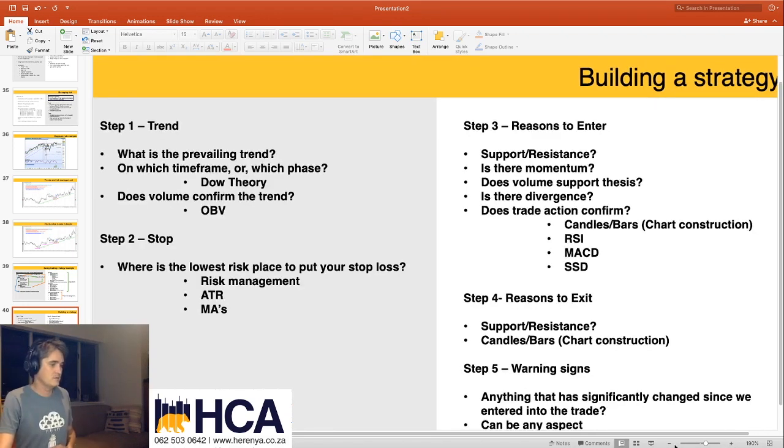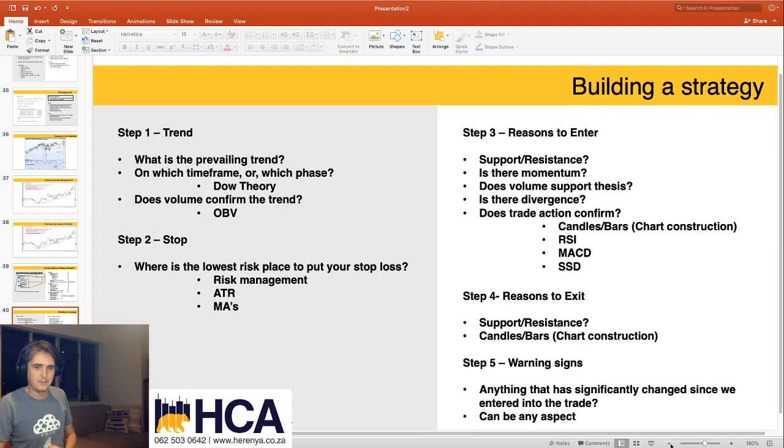So step one, we need to identify the trend. We have to find out what the prevailing trend is. Here we look at the Dow Theory stuff: primary, secondary, tertiary trend. We want to identify those. Which time frame or which phase is the trend currently in?